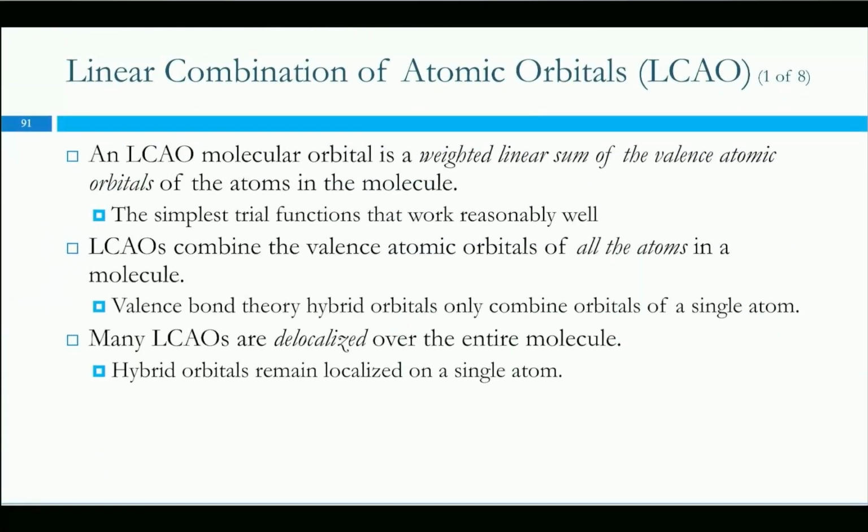These are called linear combinations of atomic orbitals. So you take the valence atomic orbitals of the atoms of the molecule and do a weighted linear sum, basically adding them together, subtracting them. It takes the valence atomic orbitals for all of the atoms in a molecule. So for 2 atoms, maybe 2 hydrogens, that could be pretty simple, relatively speaking. But with bigger and bigger molecules, you start adding more and more orbitals together, and the math becomes more and more complex.